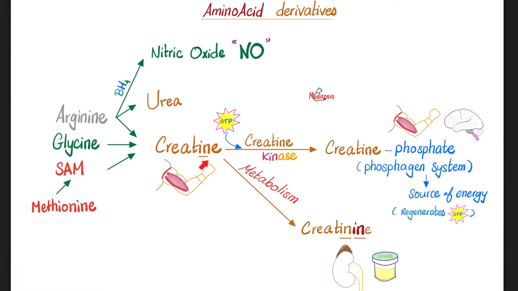What's the end product of creatine metabolism? Creatinine, which is excreted in the urine. And in the lab, we can use this to estimate your glomerular filtration rate. Check out my labs playlist to learn more about GFR. But we're not done yet with arginine. It's true that arginine can give me creatine, but also urea and nitric oxide are derivatives of arginine.